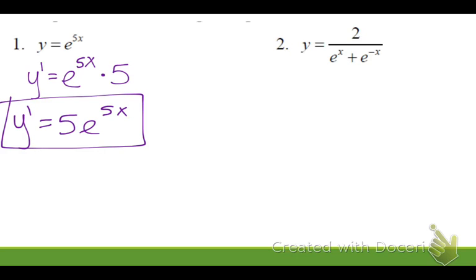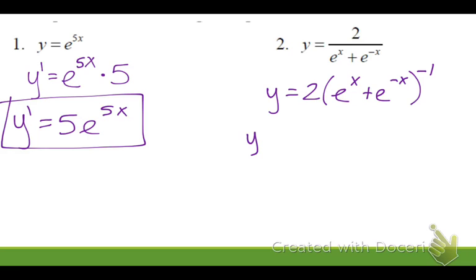We have two options. We can either bring the bottom up to the top with an exponent of -1 and do the chain rule, or we can leave it as it is and do the quotient rule. Which one would you guys rather do? Okay, so let's rewrite this as y equals 2 times (e to the x plus e to the negative x) to the -1. Now the 2 is just a constant out front, so it comes along for the ride. There's nothing that it bothers.